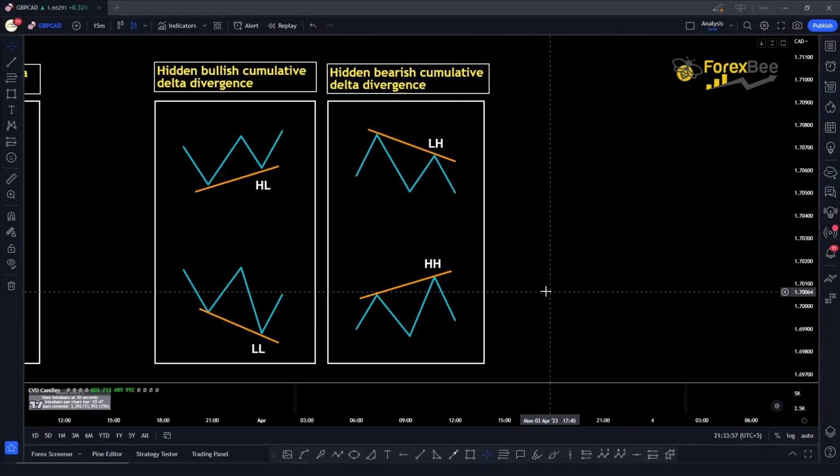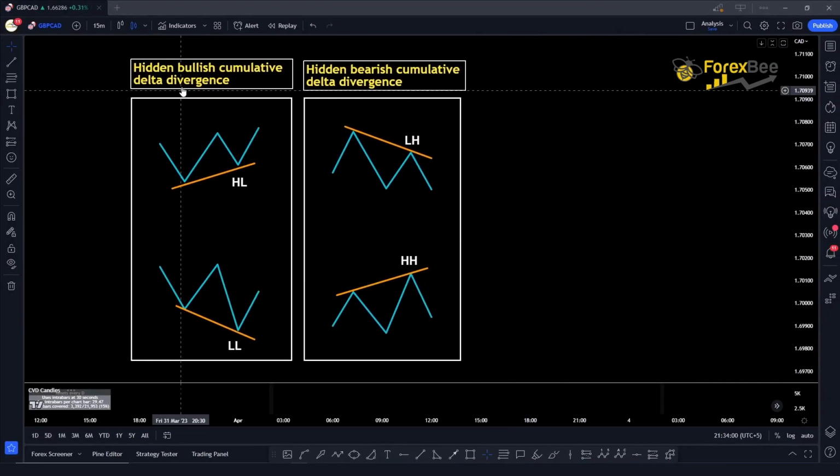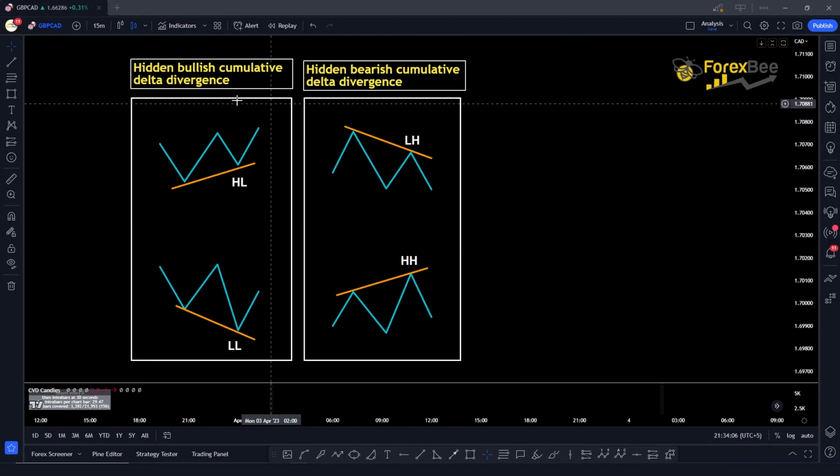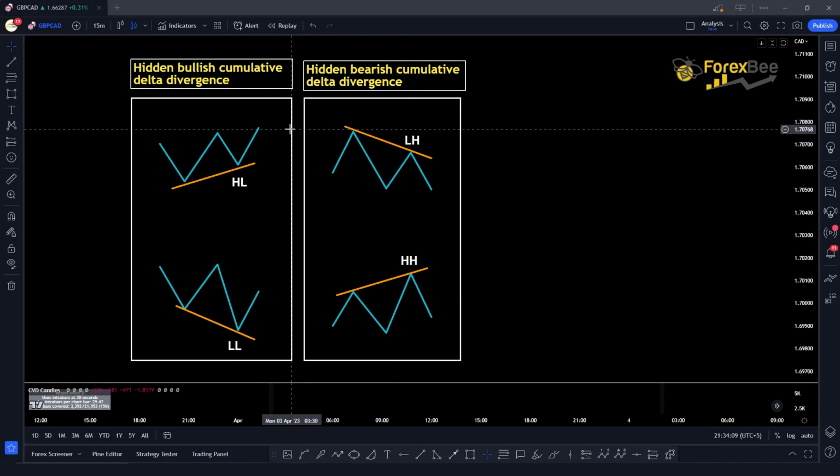Now let's go ahead and look at the other two types of the cumulative delta divergences, and those are hidden bullish cumulative delta divergence and hidden bearish cumulative delta divergence. These are basically similar to the ones that we have discussed earlier, but these are just opposite in direction. So for example, in hidden bullish cumulative delta divergence, the price action, as you can see, is making a higher high. However, the cumulative volume delta indicator is making this lower low. Because of this deviation, there is a divergence, and that divergence indicates that there is going to be a bullish move in the market.